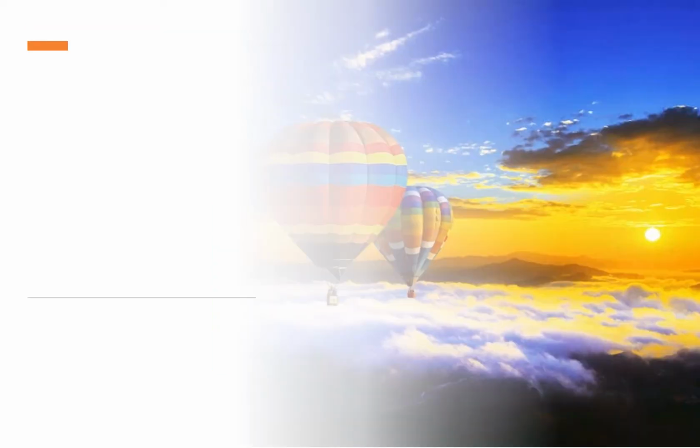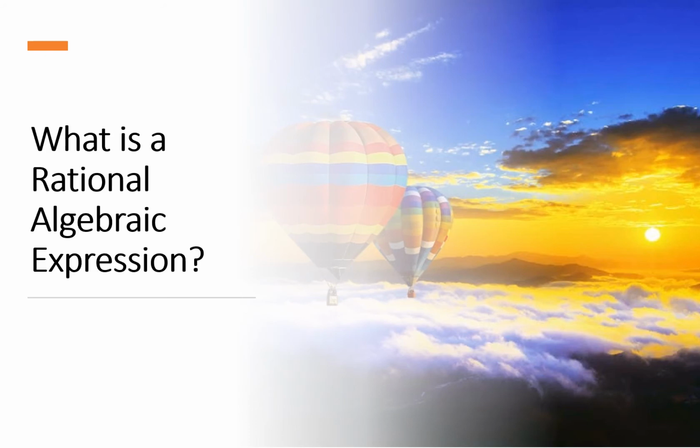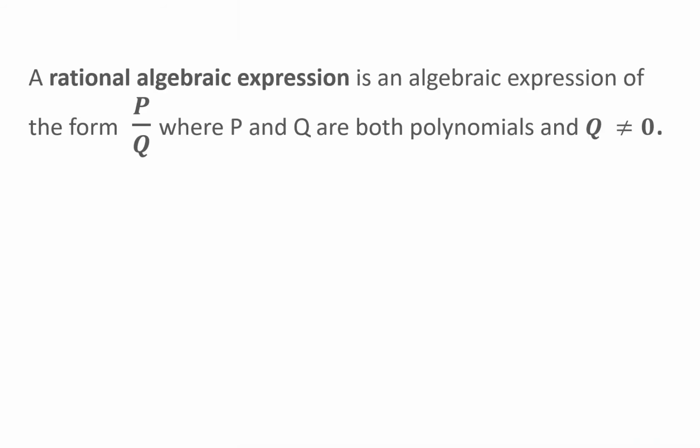So, let's move. Bakit pa kailangan alamin kung polynomial or not polynomial? Kailangan niya with our lesson, the rational algebraic expression, because a rational algebraic expression is an algebraic expression of the form P over Q. Naka-fraction form na, rational, where P and Q are both polynomials and Q must not be equal to 0.